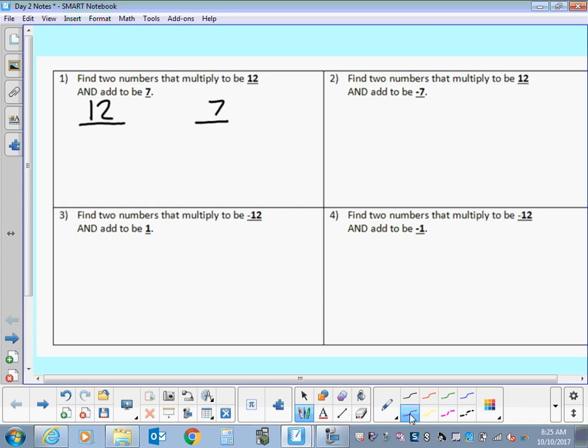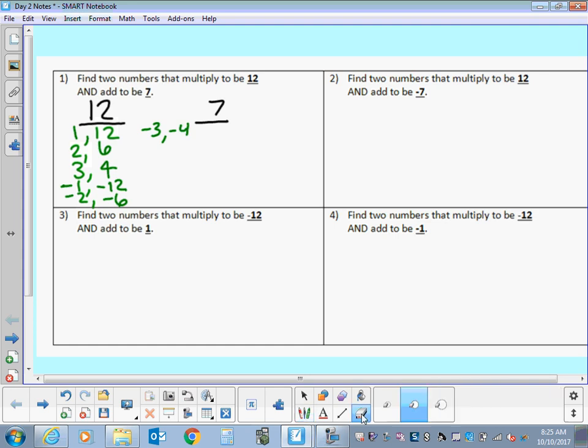I always start with 1 just because that's easy. 1 times what gives me 12? And then 2 times, 3 times. Okay, so those are all factors of 12, right? We also have negatives that are factors of 12. So that would be negative 1 times negative 12, negative 2 times negative 6, and negative 3 times negative 4. Does that make sense? We're just taking the positives and the negatives.